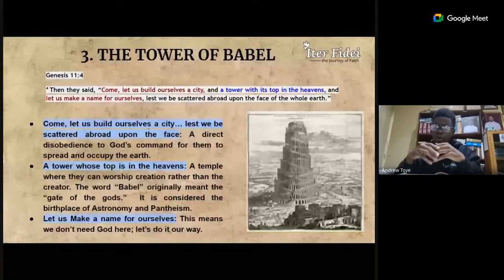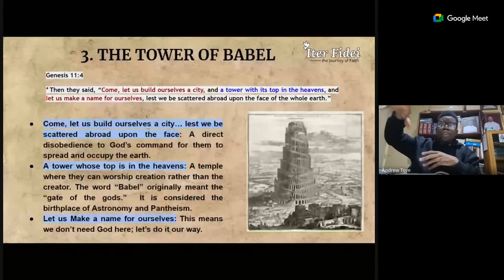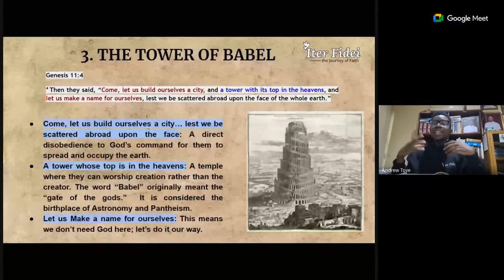And there is this rough portrait that I put on the screen there, that tries to imitate the monument of an ascending staircase that's wrapped around the structure. And at the top of the structure, you will find altars and shrines that are dedicated to various gods. And by the way, the word Babel originally meant the gate of the gods.